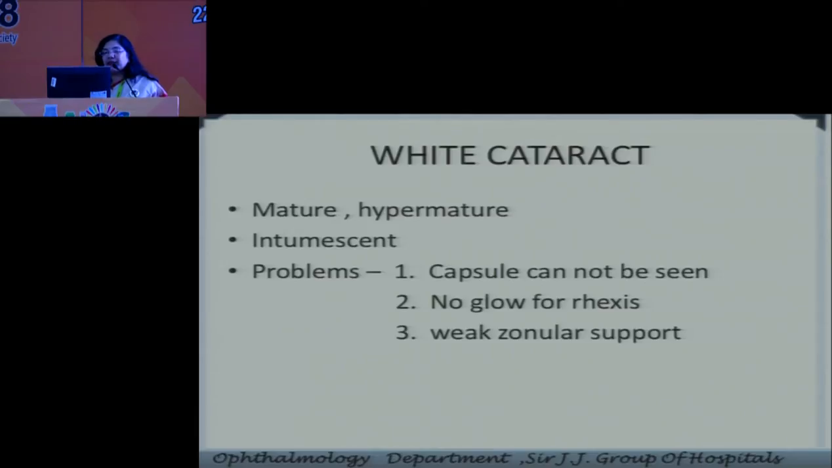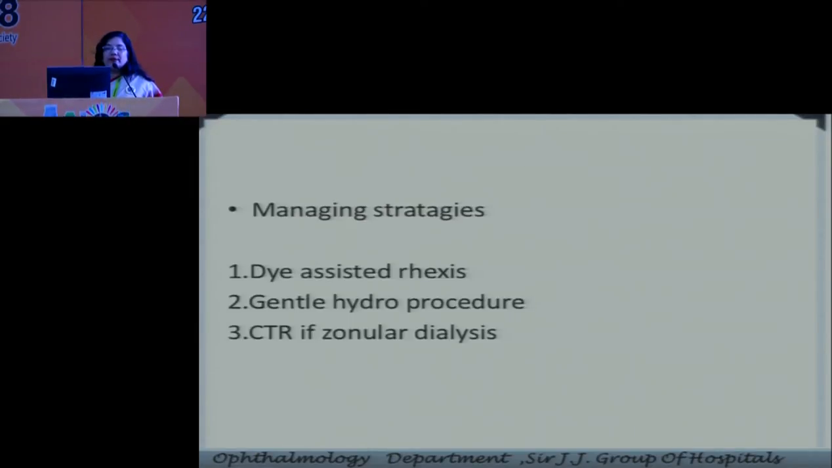In these types of cataracts, the problem is that the capsule is not seen because the cataract is white. There is no glow for the rexis, and because of the weight of the cataract itself, many times the zonules are very, very weak. So what are the managing strategies that we all use? We do dye-assisted rexis. I have seen people use dye also for immature cataracts, but for mature cataracts, whether you are doing SICS or phacoemulsification, dye is an absolute must.